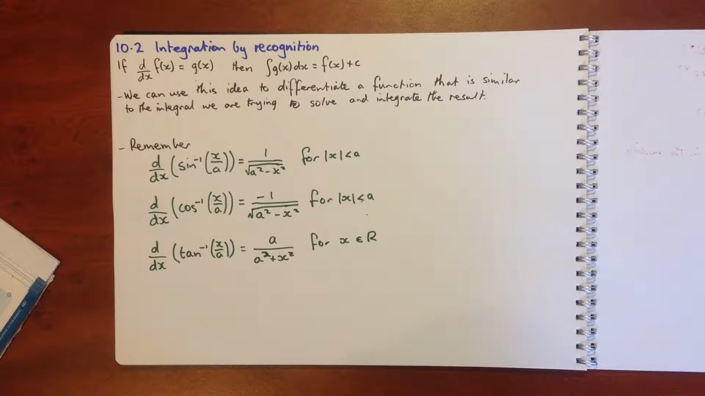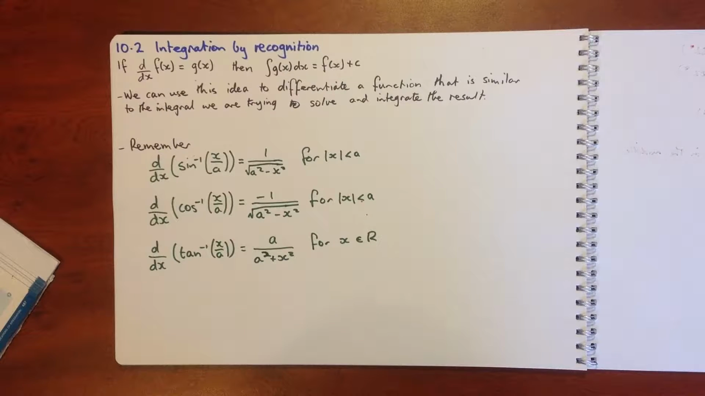We can use this idea to differentiate a function that's similar to the integral we're trying to solve, and integrate the result. We usually need to modify it a little bit. Basically we use this idea when what we're trying to integrate is too difficult.